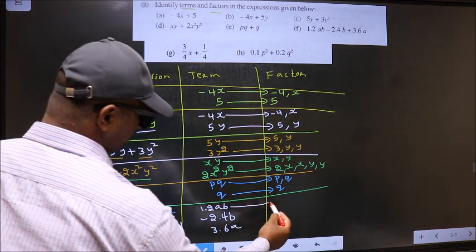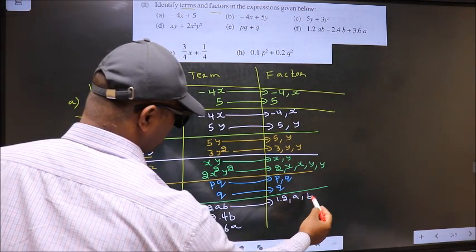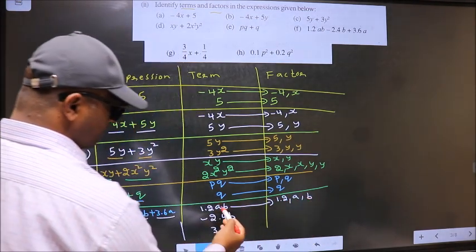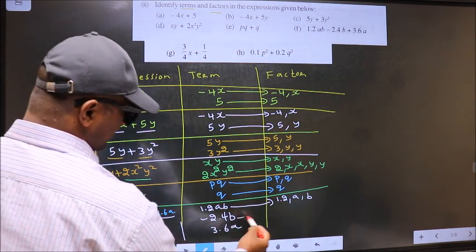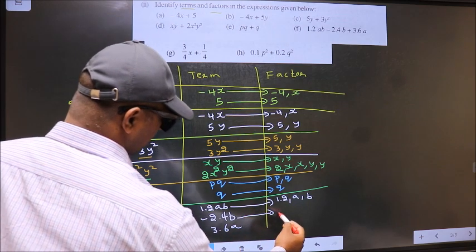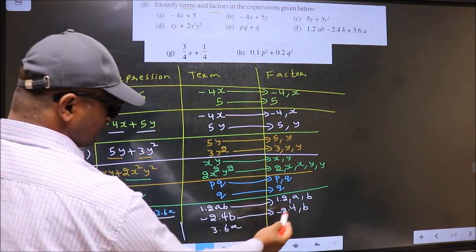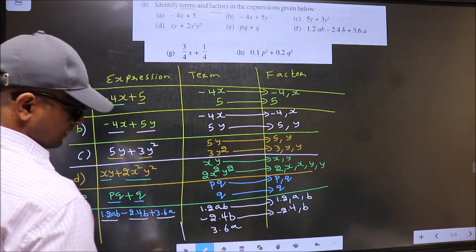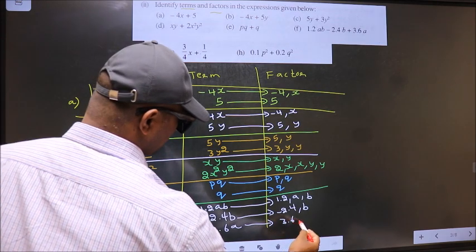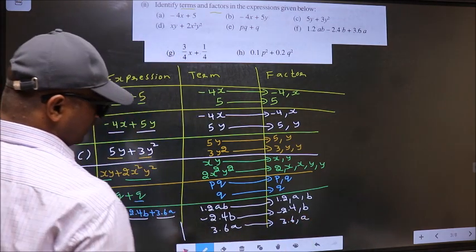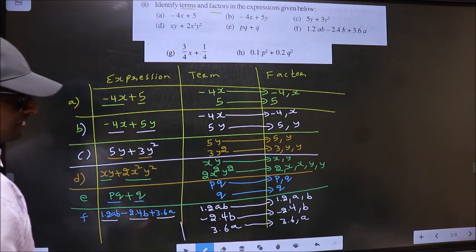Now the factors of this are 1.2, A and B. By multiplying these three we get this, so these three are its factors. Same way here, by multiplying minus 2.4 and B, we get this, so these are its factors. For 3.6A, we should multiply 3.6 and A to get this. So these are its factors.